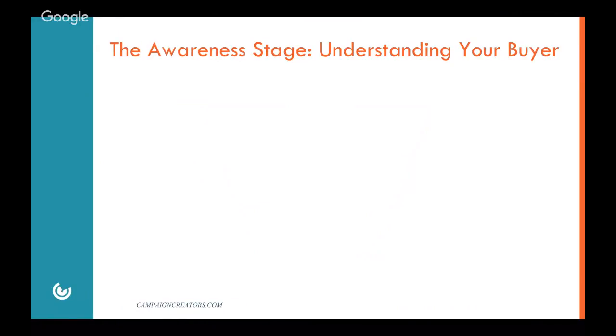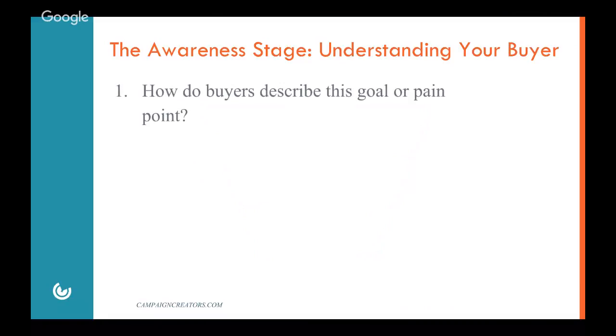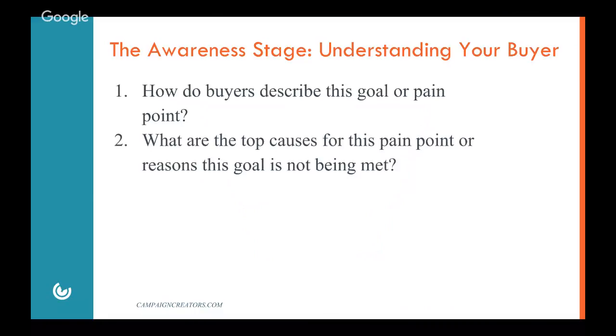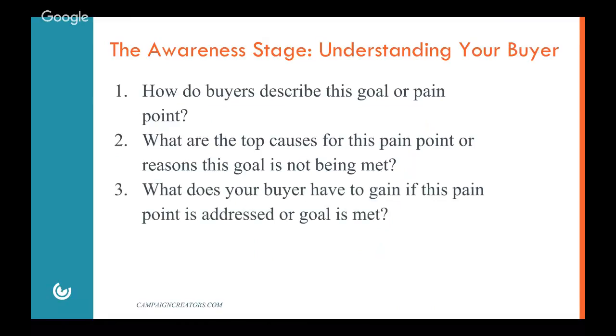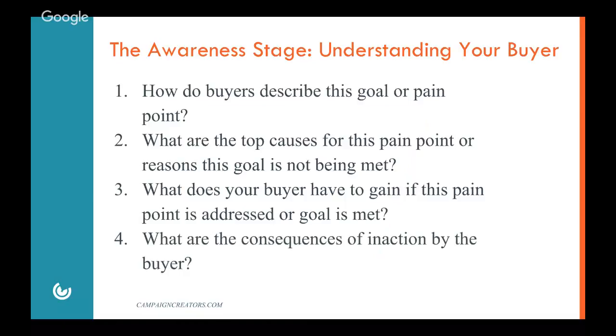And in order to fully understand the awareness stage for your buyer, you need to ask yourself, how do buyers describe this goal or pain point in their words? And this may not be how you refer to it internally. What are the top causes for this pain point or reasons this goal is not being met? What does your buyer have to gain if this pain point is addressed or goal is met? And what are some of the consequences of inaction by the buyer?